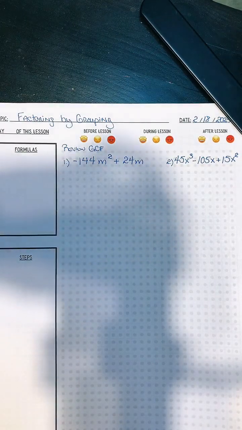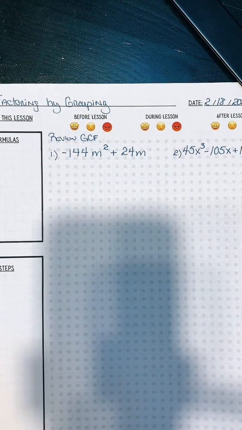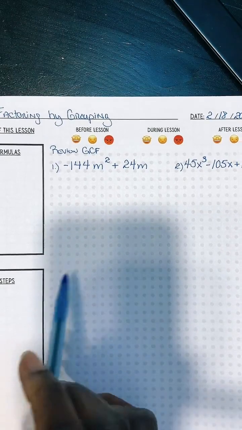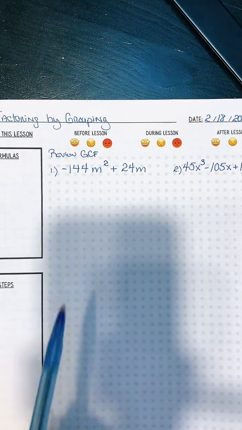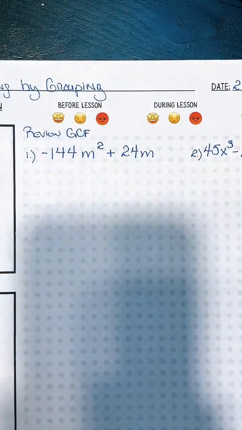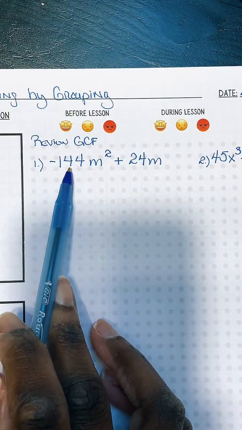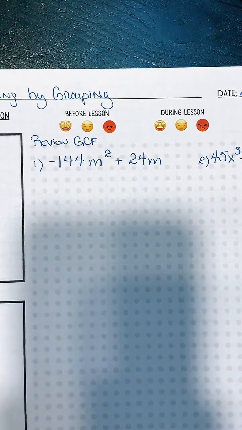So we are going to be working on factoring by grouping. Right now we're going to do a quick little review, which will carry over into the lesson. We worked on the GCF last time. So my first example, let me zoom in a little bit so everyone can see. We have negative 144m squared plus 24m.